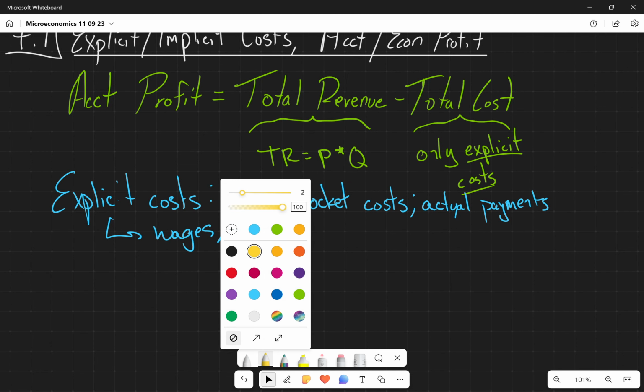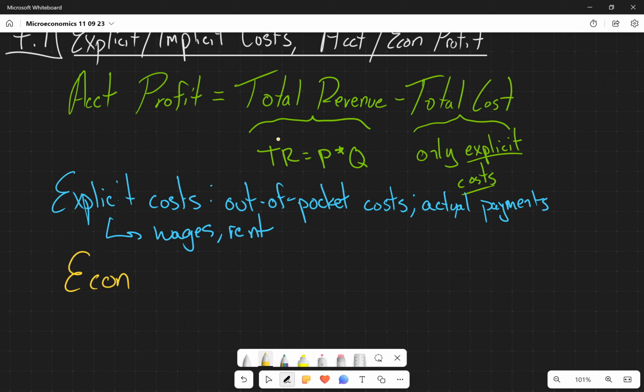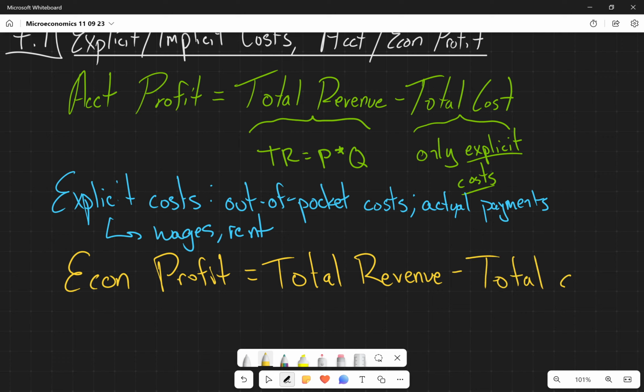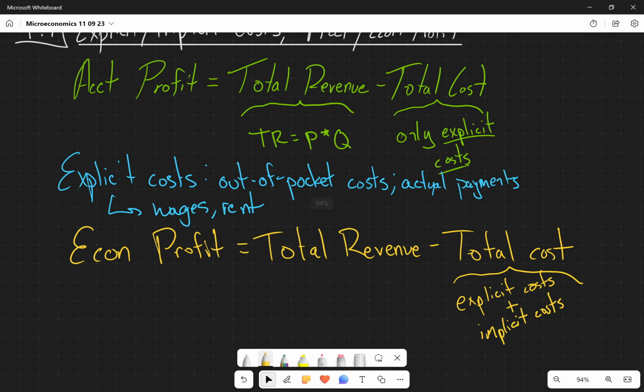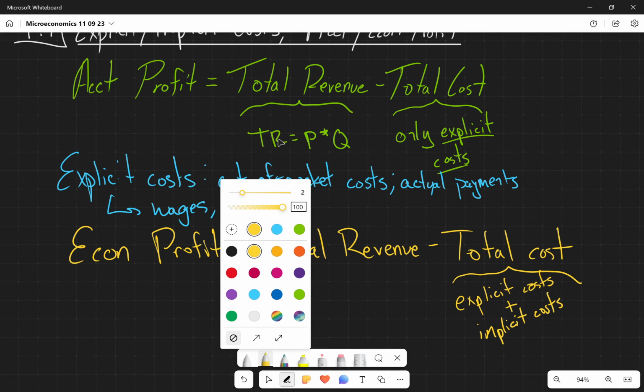Now we have another type of profit, which is our economic profit. When we're talking about our economic profit, we are again going to be measuring it by subtracting the total costs from our total revenue. However, now we're going to be looking at those same costs that we had before, the explicit costs. Now we're also going to add in these things called implicit costs. Implicit costs. What the heck are those, Dr. McCarthy? Well, we will define those and then wrap up class. How's that sound?